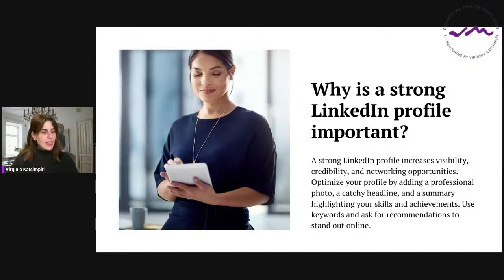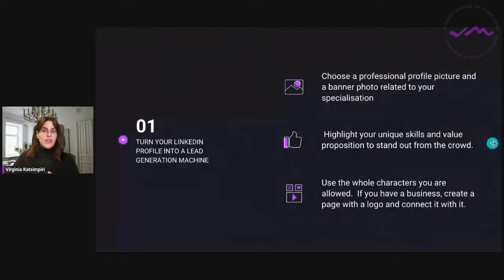Those are what the LinkedIn algorithm takes into consideration first in order to be able to promote your profile to the right audience. You need to include your skills and your achievements as well. Use keywords and ask for recommendations to stand out online. So let's say you have the same profile as a competitor of yours. If you have recommendations, you get higher chances of your profile ranking higher than theirs, okay? So recommendations really play a role.